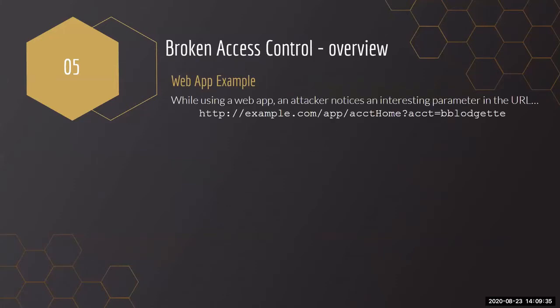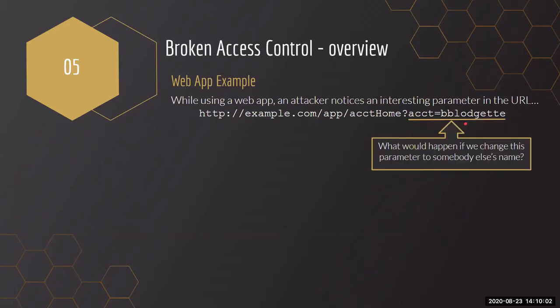These are just split up in the OWASP top 10, I think, because together they would be too much to cover in just one vulnerability. So for an example in a web app, while using a web app, an attacker might notice an interesting parameter used in the URL. In this case, this is an account name, ACCT equals bblodget. So that's me. So a malicious attacker might think, what would happen if I change this parameter to somebody else's name? Will it let me into their account? So they just simply change that URL in the address bar of their browser to say admin, for example.